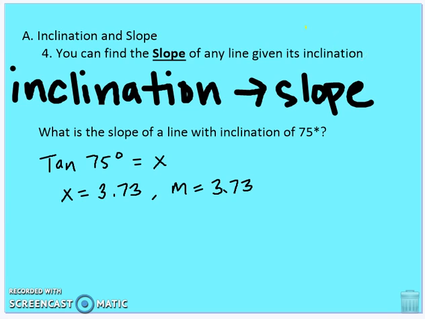All right, so now we're going to use this to create an equation for a line. So let's start with a slope of a line with an inclination of 75 degrees, and we can find that slope, of course, by taking the tangent of 75 degrees, and we're going to end up with a slope, as indicated, of 3.73.